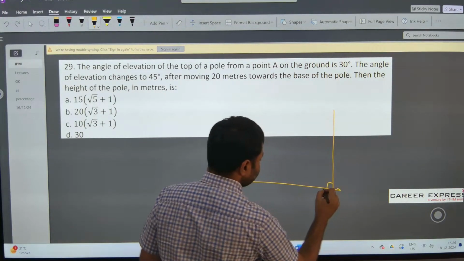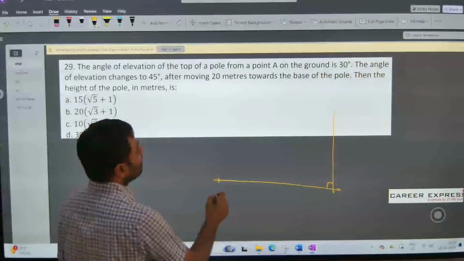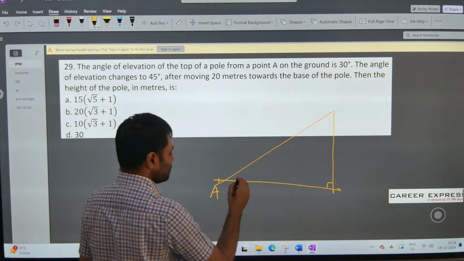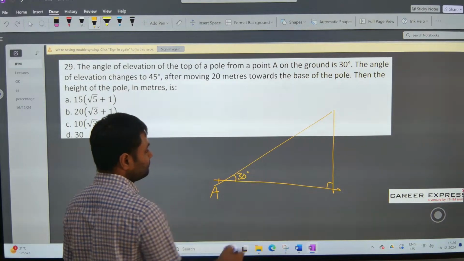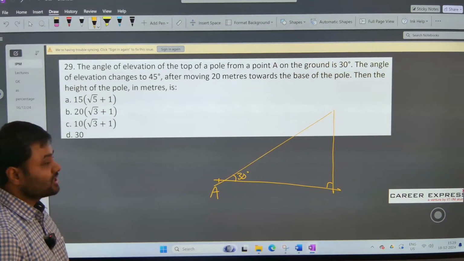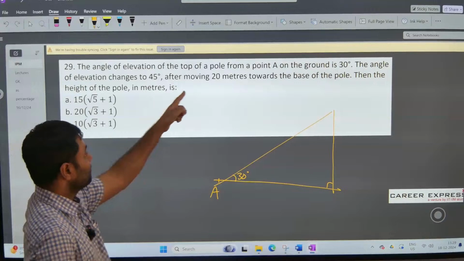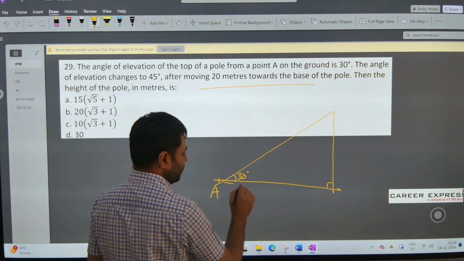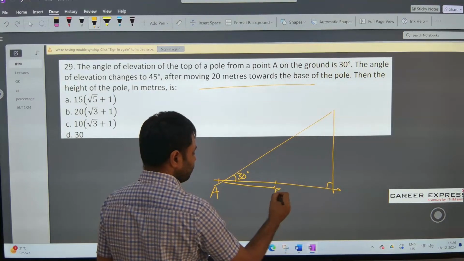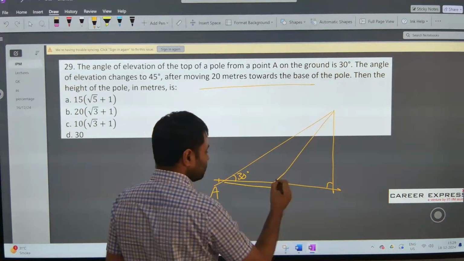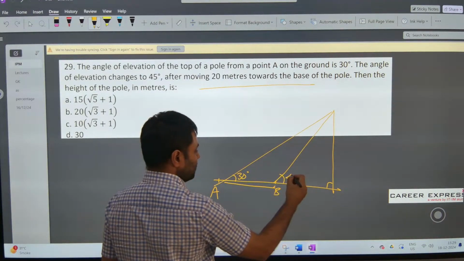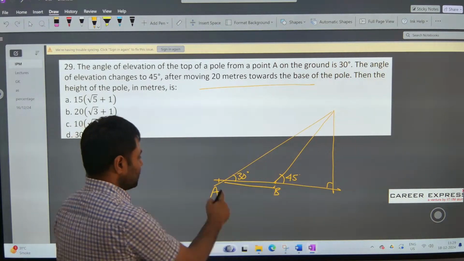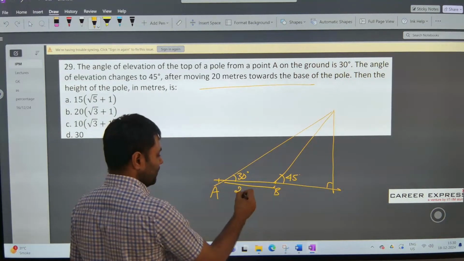This is a pole, this is a point on the ground, and the point is named A. From point A, the angle of elevation of this pole is 30 degree. The angle of elevation changes to 45 degree after moving 20 meters towards the base of the pole. So if I go from point A to, let us say, point B, and if I look at the top of the pole from point B, this angle is 45 degree. The distance that was covered from A to B was 20 meters.